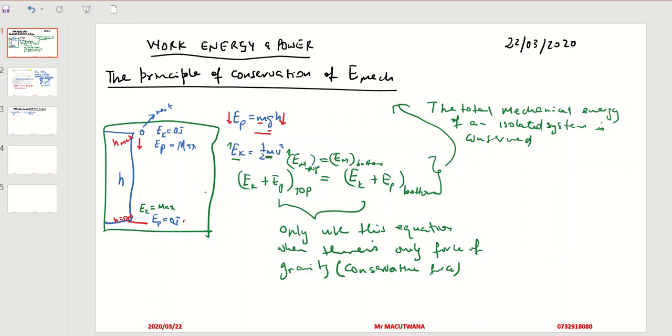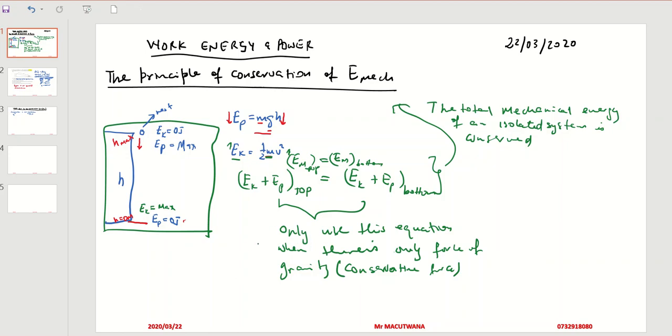if you have an object like the scenario we had earlier, and there is only one force acting, which is the force of gravity, then upon the motion of the object between any 2 points where you'd be checking, the energy must always remain constant. That means energy between any 2 points must be equal.